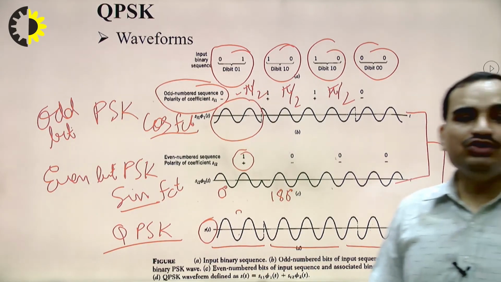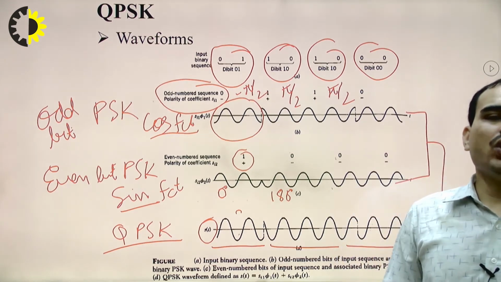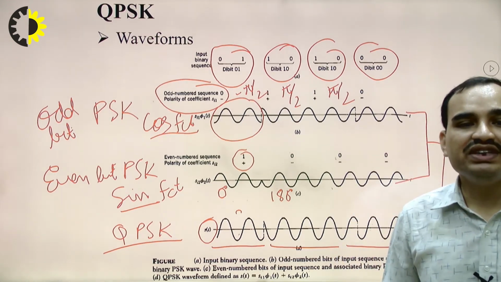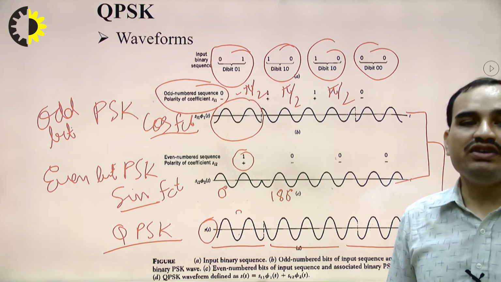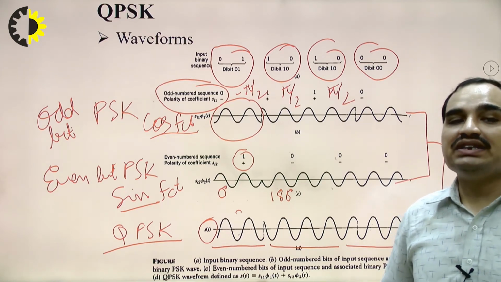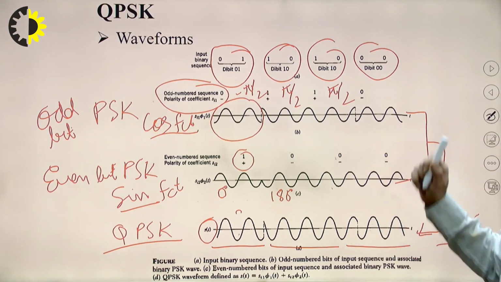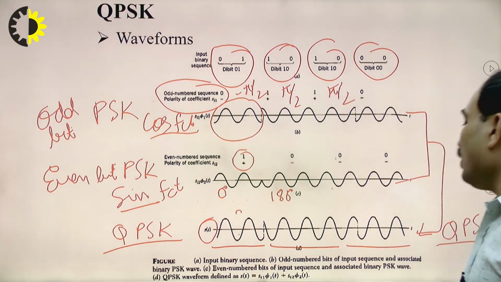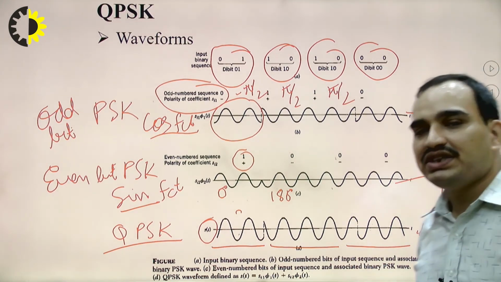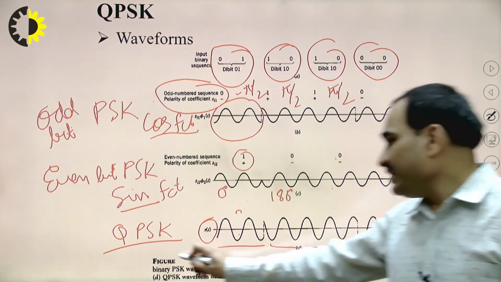So this diagram shows the input binary sequence, the odd number bits of the input sequence and its associated binary wave, that is the PSK wave. The even bits of the input sequence are also represented here, with the associated PSK wave, and the final one is the QPSK waveform.